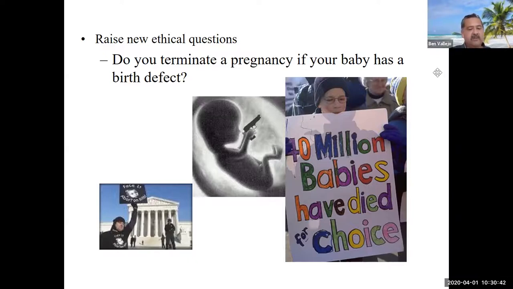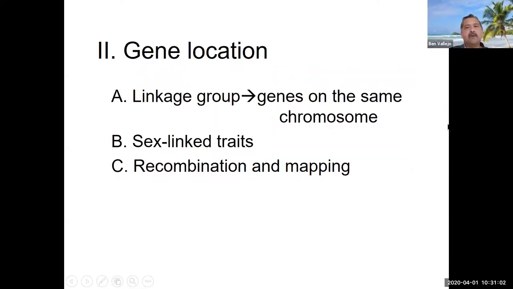Her marriage was in trouble. She found out she was pregnant. She was over 40. The child was going to have Down syndrome, so they decided not to have their baby. I don't know if I would be able to do that, but that's my own choice. And so that's something to look out for.